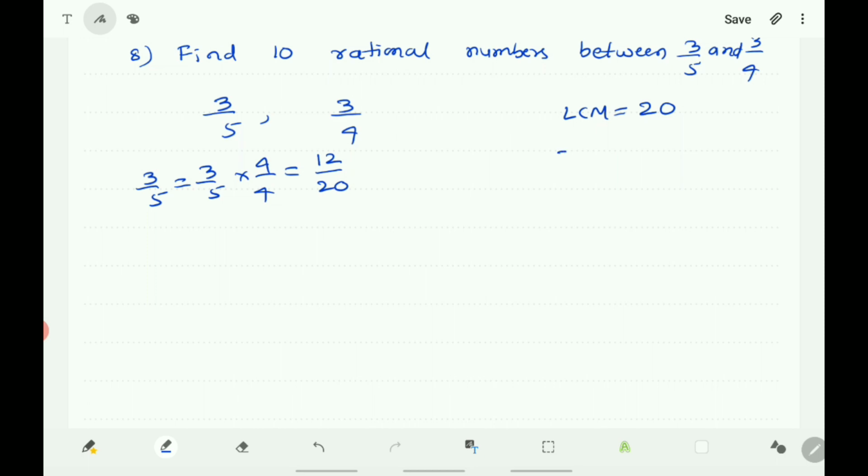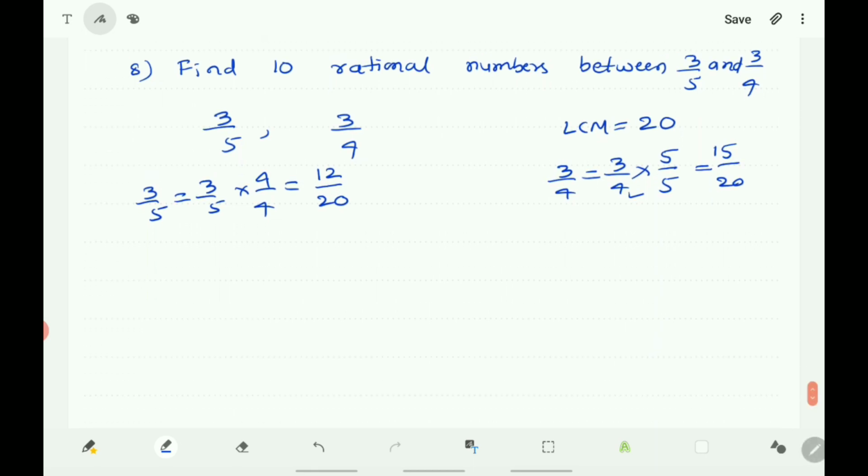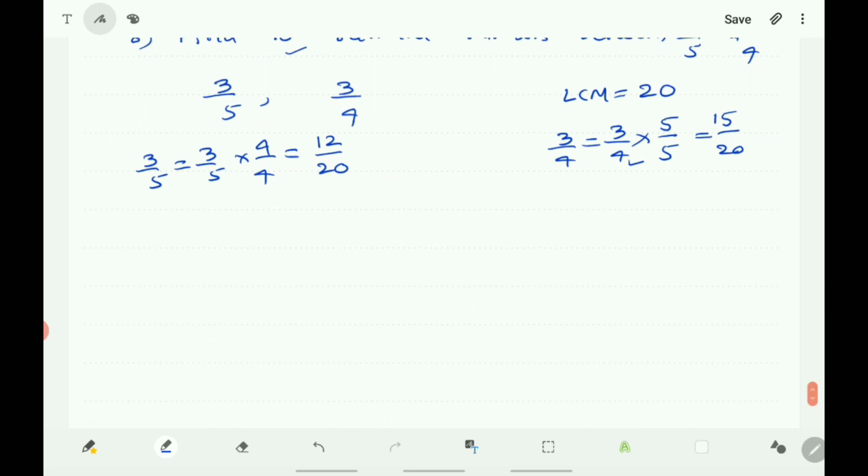And here you have 3 by 4. You know that this 4 must be multiplied by 5 to convert this into 20. Therefore multiply both numerator and denominator by 5. You will get 15 by 20. Now here you must write 10 rational numbers. Now here it is 12 by 20, 15 by 20 means you can write only 13 and 14, only 2 rational numbers. Therefore to have 10 rational numbers, you have 10 plus 1 is equals to 11.